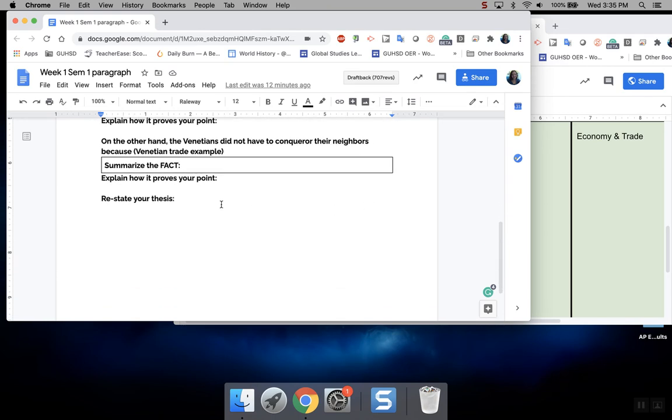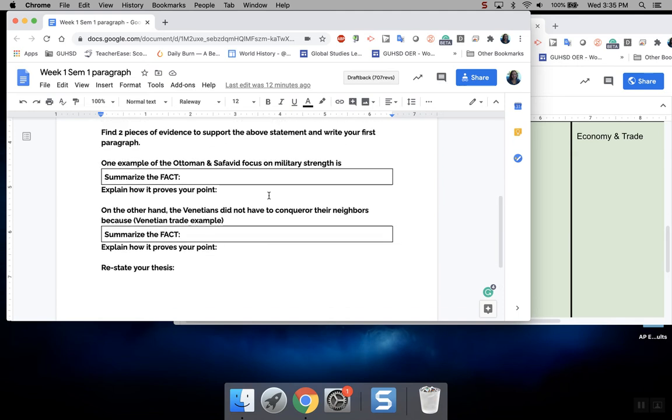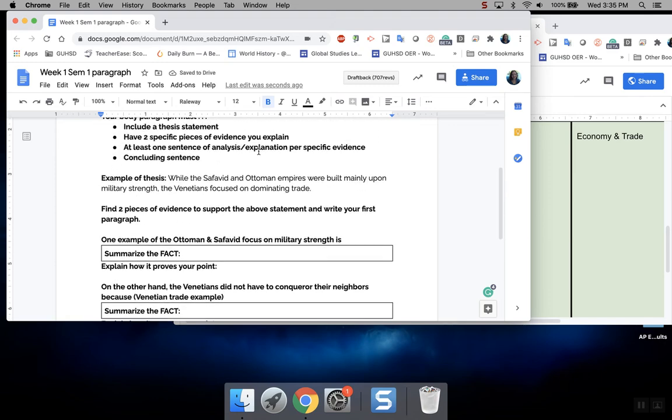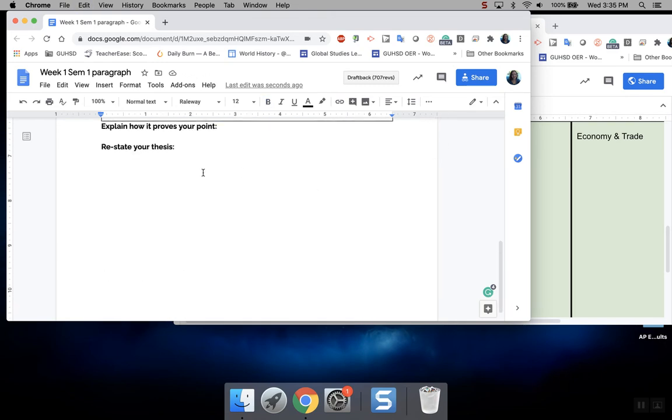So you're going to want to type it all up and then make it look like a paragraph. So how do you do that? Well, remember, your paragraph always starts with an indent, so you're going to tab in. Now, I'm going to be lazy right now. I'm going to copy my sample thesis from up top. I'm going to paste it down here.